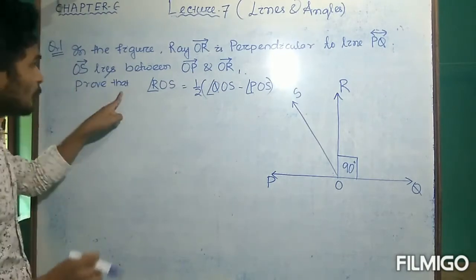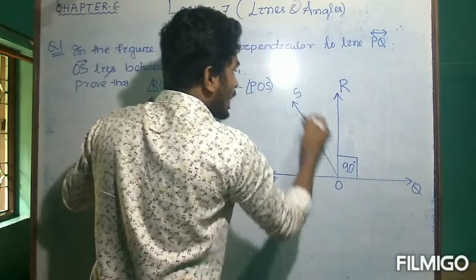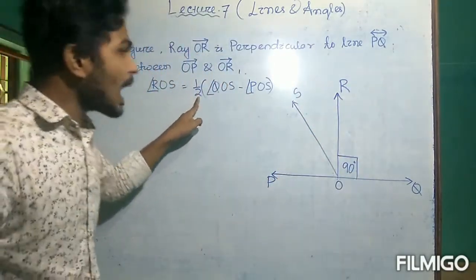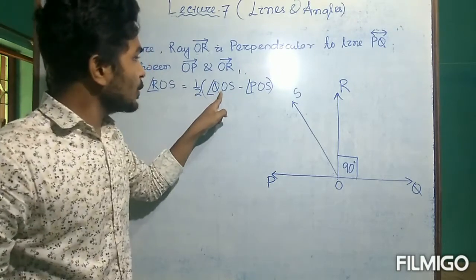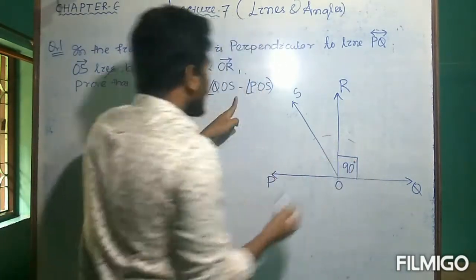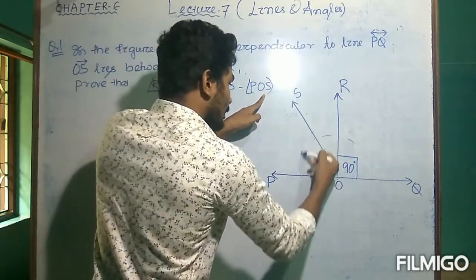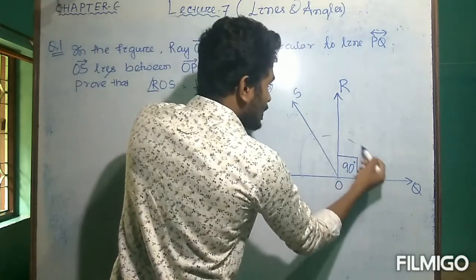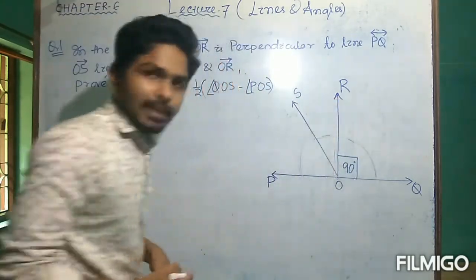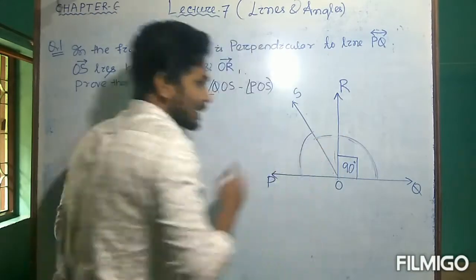Then you have to prove angle ROS is equal to half of QOS, that means this total angle, minus POS, this total angle. So you have to prove that this small angle is equal to half of this angle minus this angle.